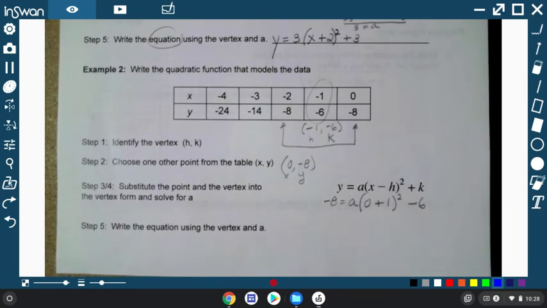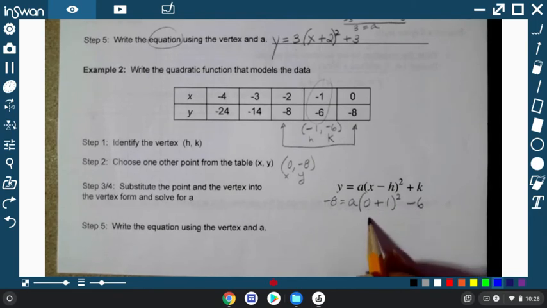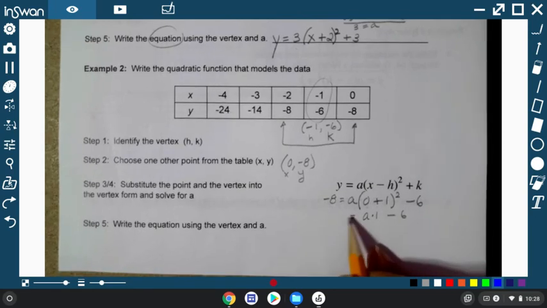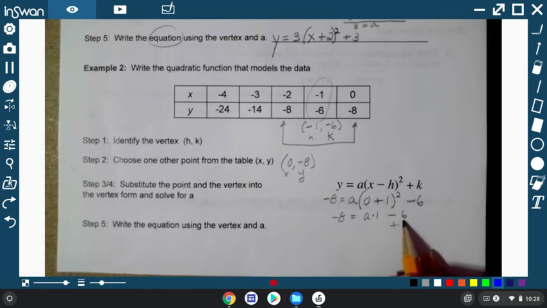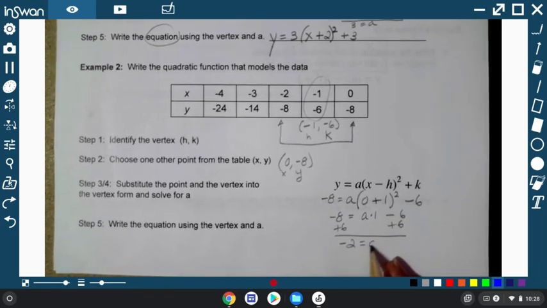Okay, substitute, simplify inside the parentheses. That is 1. 1 squared is just 1. So a times 1 is a. Add 6 to both sides. -2 is what a represents.